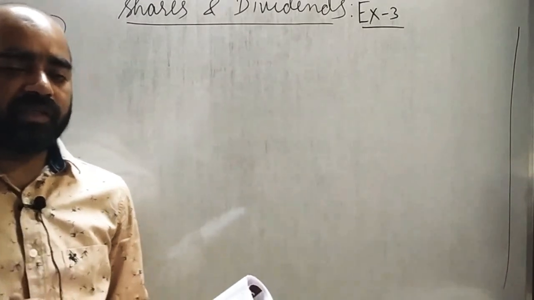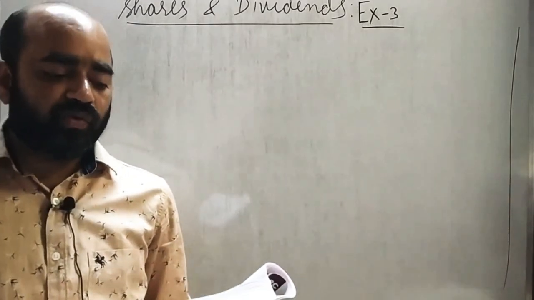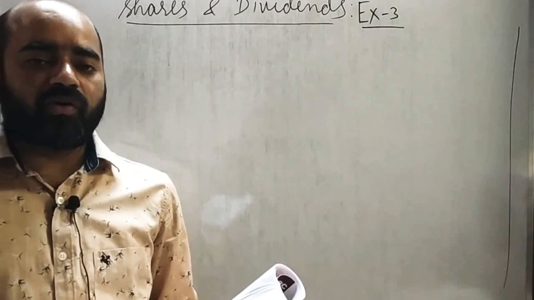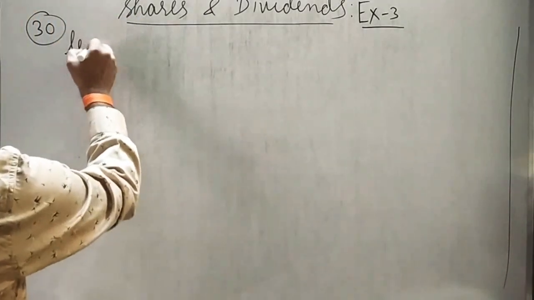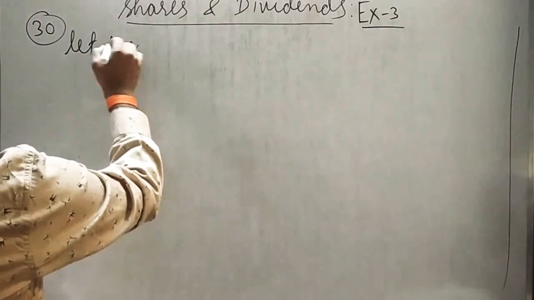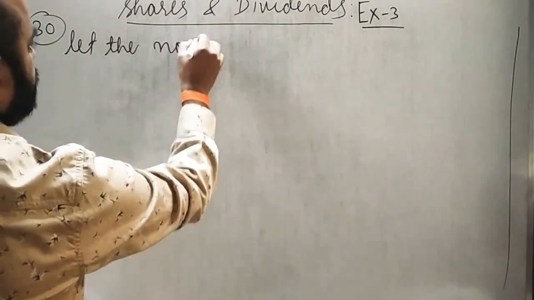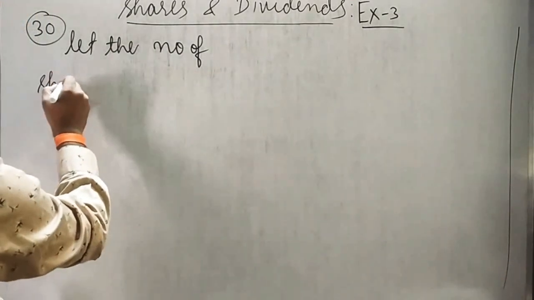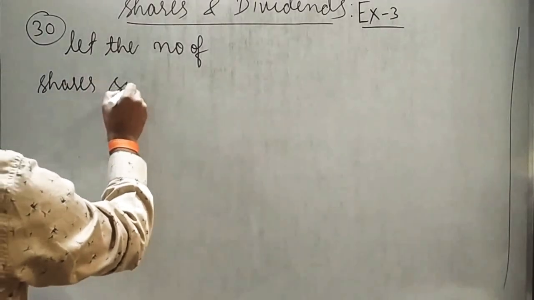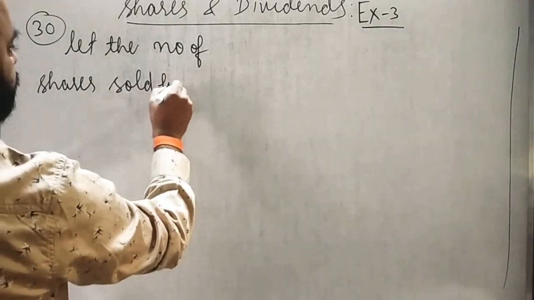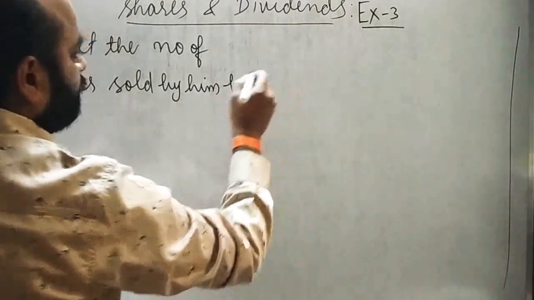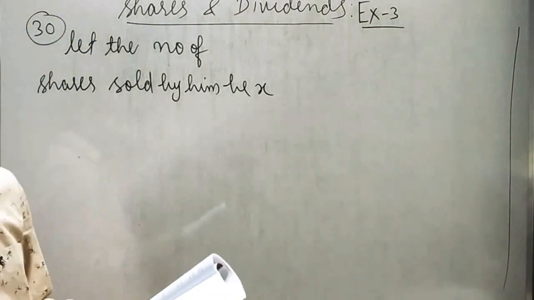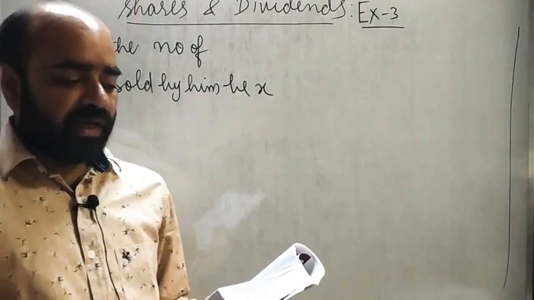So in the first line it is given that a man sold some shares. We do not know how many shares. So let the number of shares sold by him be X. We have taken the number of shares sold by him as X.